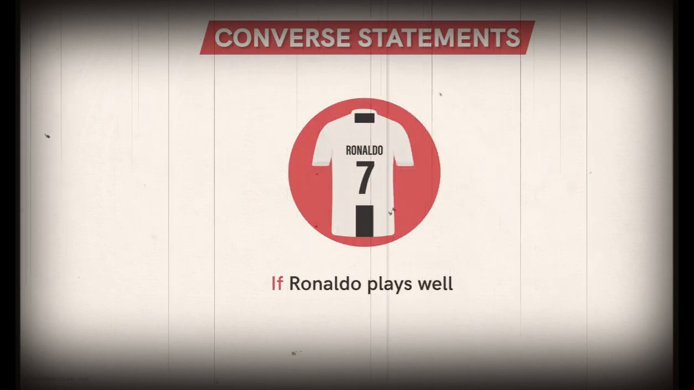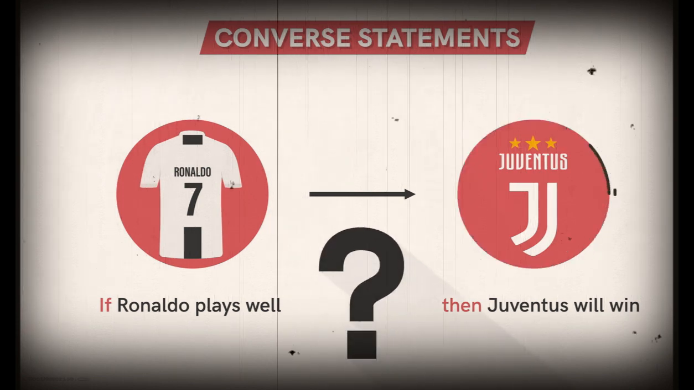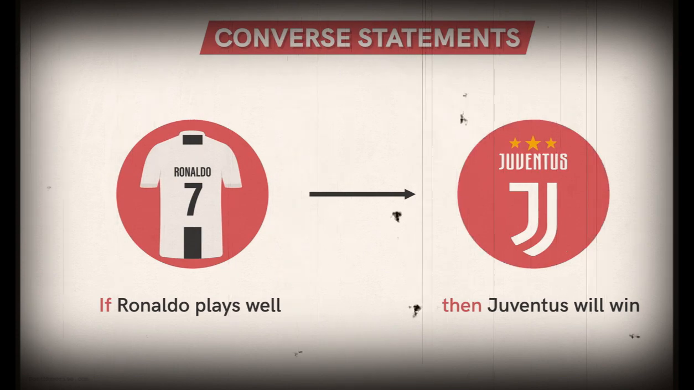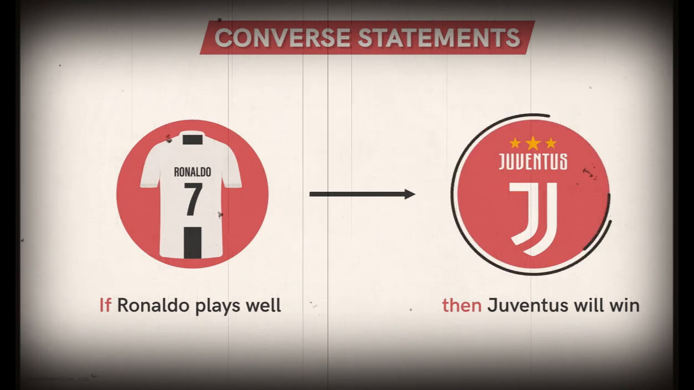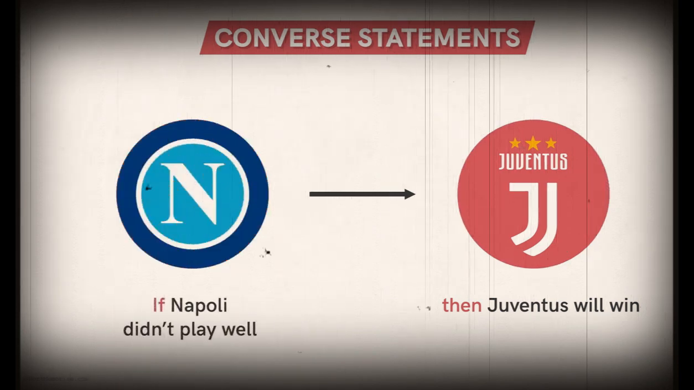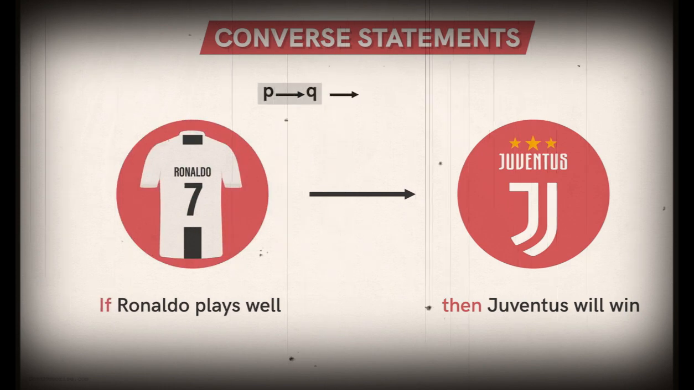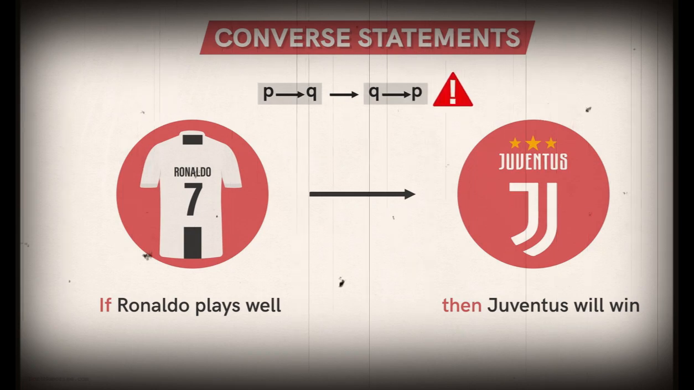Ronaldo playing well is one of the sufficient conditions for Juventus to win. That is, if Ronaldo plays well, then Juventus will win regardless of the other conditions. But does that mean it's the only condition for Juventus to win? Right, it isn't the only condition. Juventus may also win because of the other players performing well, or the opponents not playing well, or some other reason, even though Ronaldo may not play well. So again, we see that for the statement P implies Q, we cannot say that Q also implies P. That is, converse need not be true.